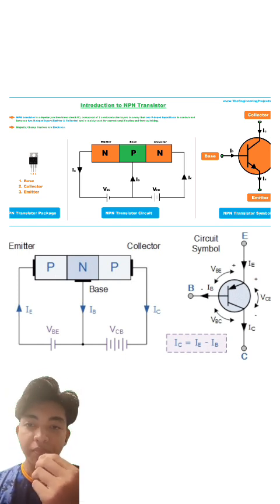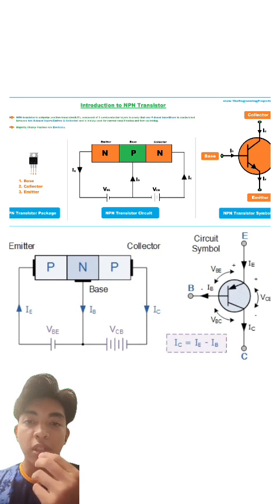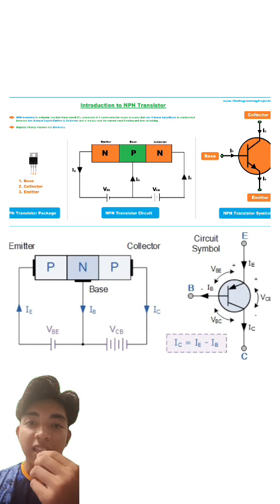In a PNP transistor, the current flows in the opposite direction, from the emitter to the collector. To turn it on, a small current must flow out of the base. In this case, the base must be more negative than the emitter, and the collector must be more negative than the base. Holes instead of electrons are the main carriers in a PNP transistor.